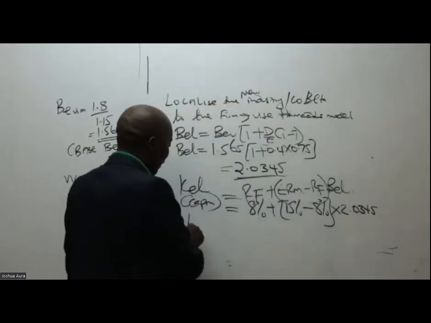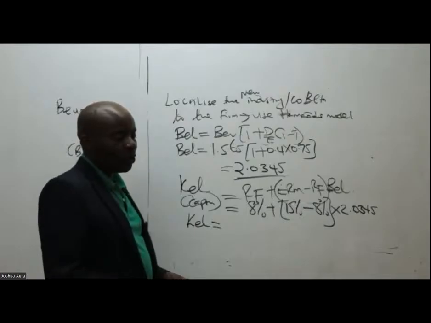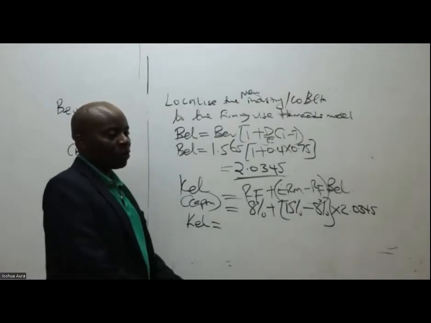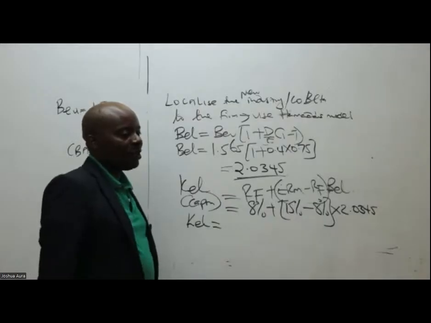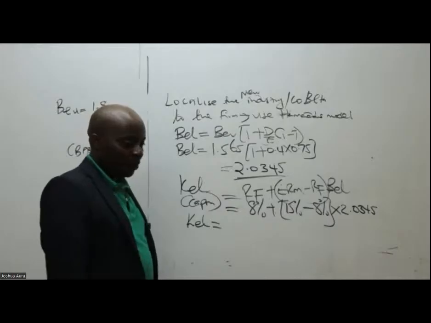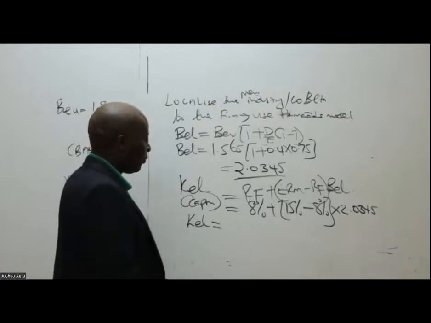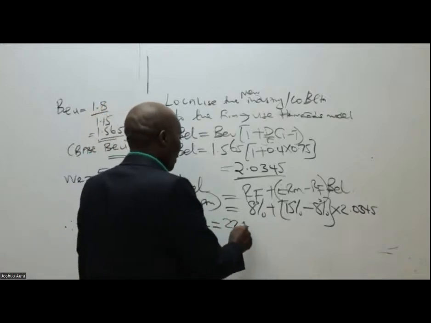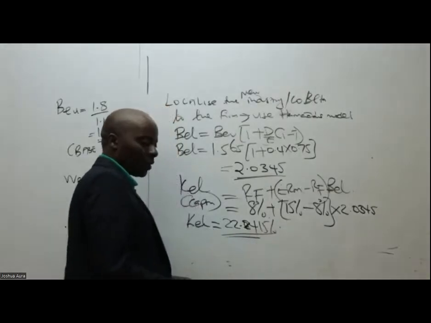Then what is our KEL? Our cost of equity of a levered firm will be equal to who? Can somebody give us this figure? 22.2415. Thank you so much. Like that.